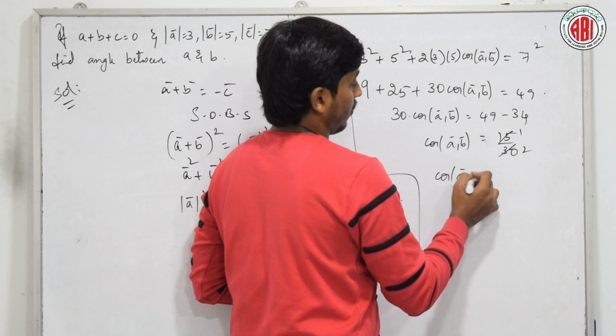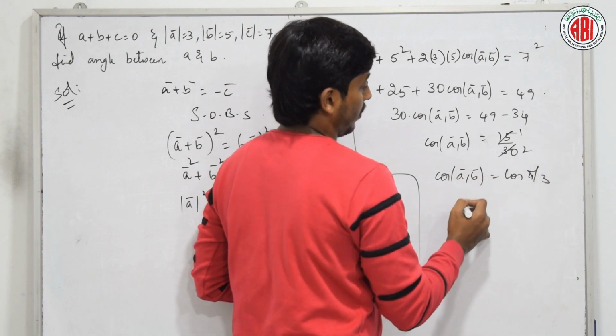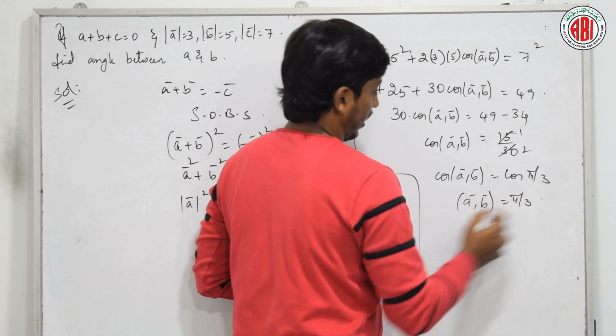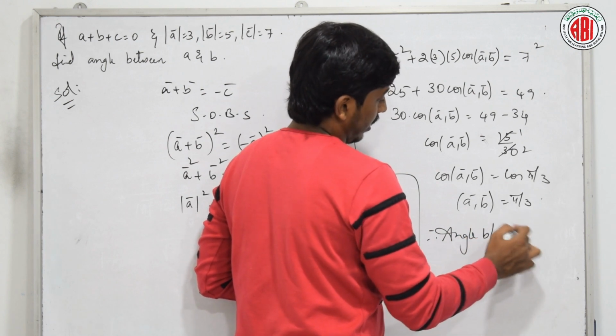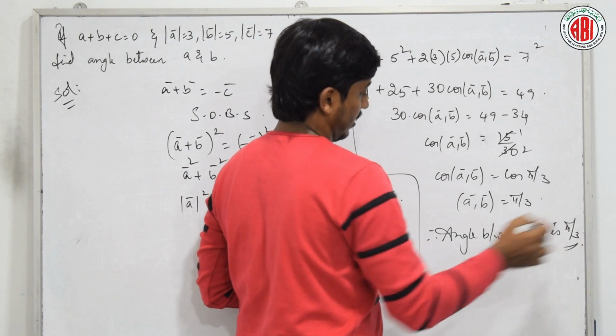That is, cos of a comma b is equal to cos 60. Now tell me, what is the angle between A and B? Therefore, angle between A and B is 60.